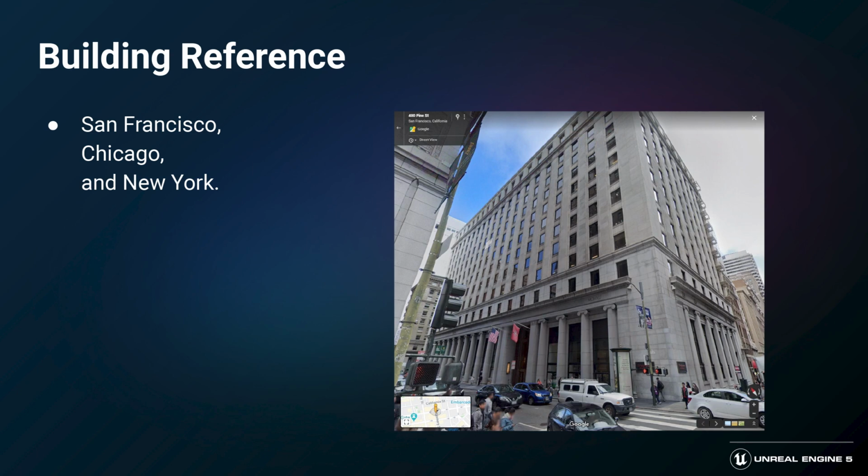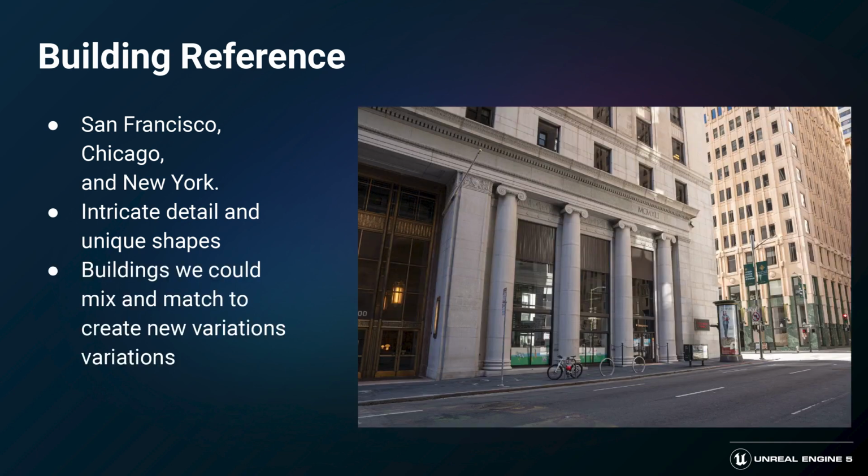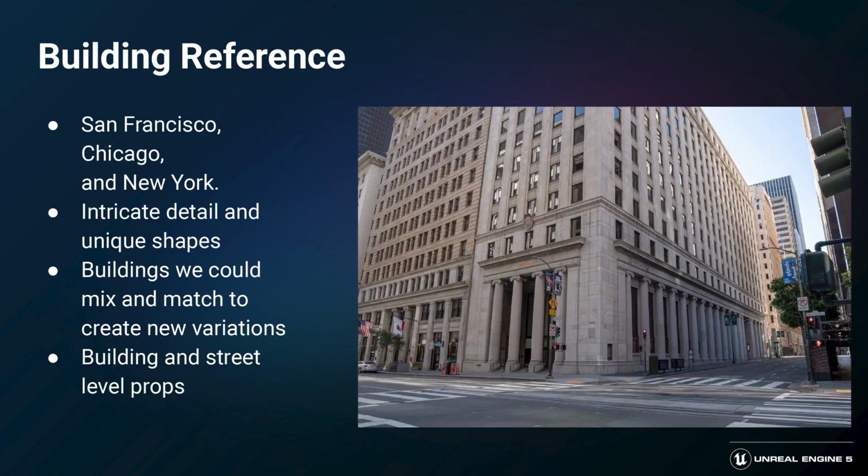We drew inspiration from San Francisco, Chicago, and New York. We looked for buildings with intricate detail at both the bird's eye and also at the street level. We also wanted buildings we could mix and match using the upper section of one building with the lower section of another. We also identified specific building and street props, signage that we liked, awnings, anything that we could fit onto the facade wall of a building.